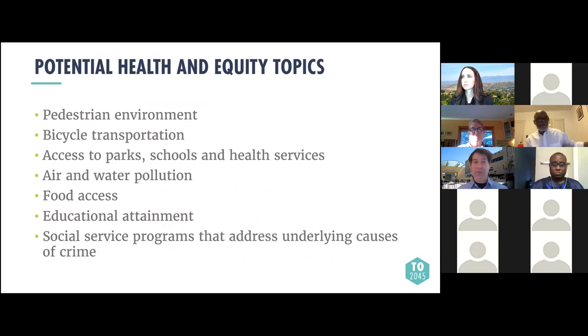There are lots of topics that we can deal with when we're thinking about health and equity in the general plan. We went through a series of those. The pedestrian environment and bicycle transportation are definitely two that we've heard about from the very beginning of the process, and they are considered environmental justice issues. Also access to parks, schools, and health services; air and water pollution, as there are certainly sources of pollution in the city; food access; educational attainment; and social service programs that address underlying causes of crime and of some of the social, environmental, and health issues that we're seeing in the city.